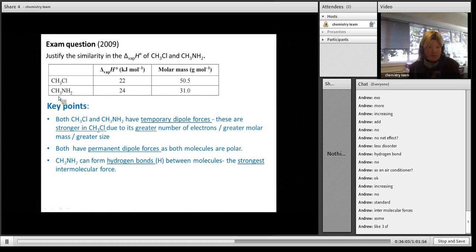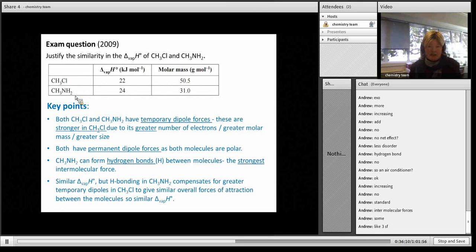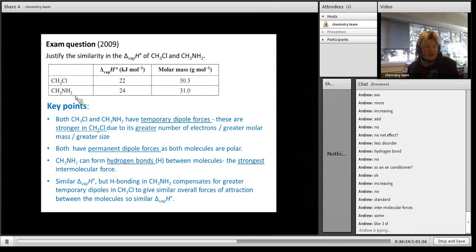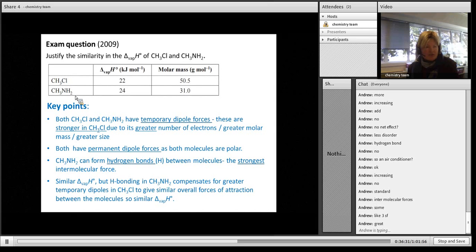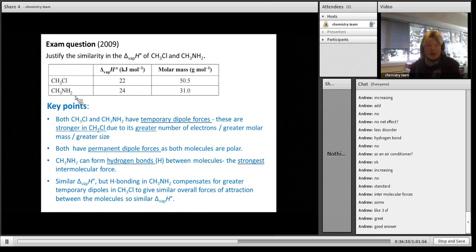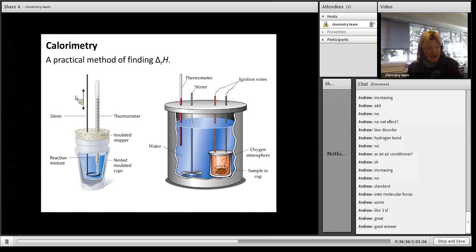aminomethane, or methylamine, has got hydrogen bonds and it's a strong bond, but say that the delta H vap is similar because the strong H bonds are compensated for by the much stronger temporary dipoles in the chloromethane. So does that make sense? It's sort of revising what we did quite some time back, where we looked at each individual one. Okay, right, I can see you typing.